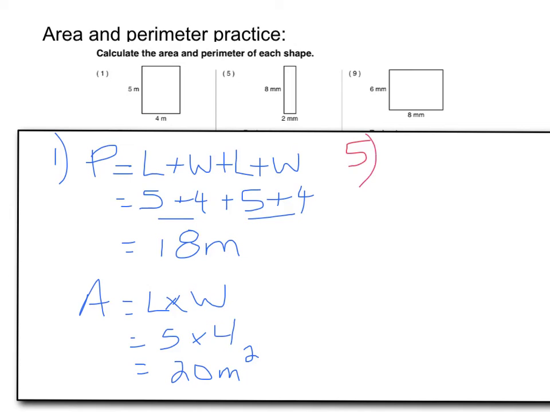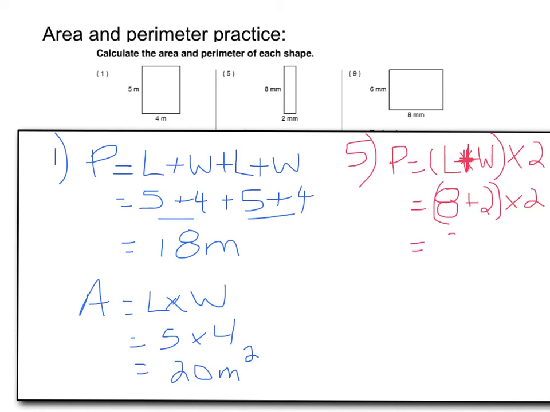And number 5 here, perimeter again. This time I'm going to go length plus width, not times, be careful. Length plus width times 2. So I'm going to go 8. Oh gosh, let me erase that. That looks quite like an awful 8. Let's fix it. 8 plus 2, which is 10, times 2, which is 20 meters for our distance around the outside edge.